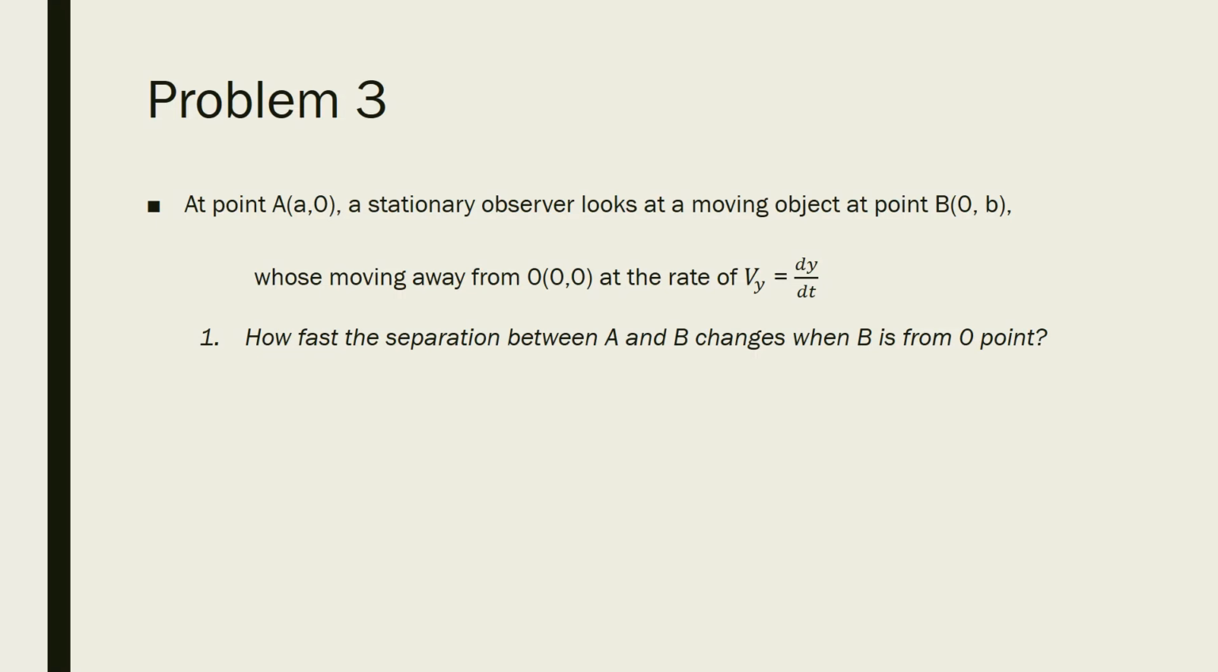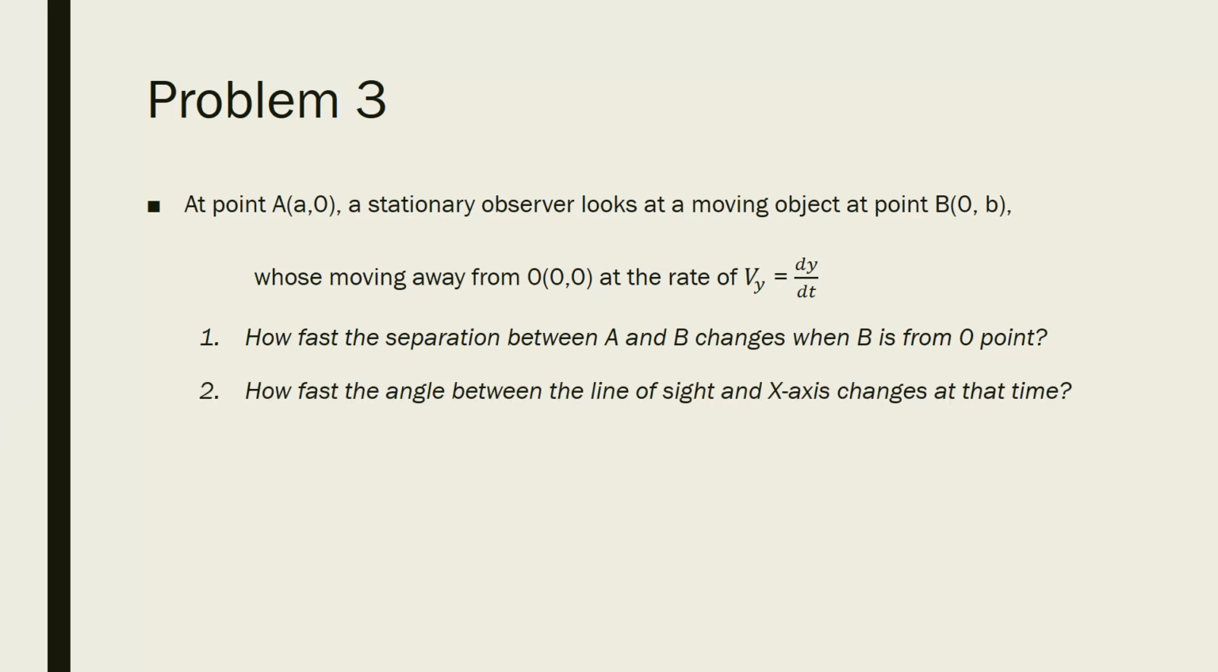Now let's take a look at problem 3 from our chapter notes by using the steps to solve related rates problems. At point A, a stationary observer looks at a moving object at point B, which is moving away from point O at the rate of v. The first question is how fast the separation between A and B changes when B is b from point O.